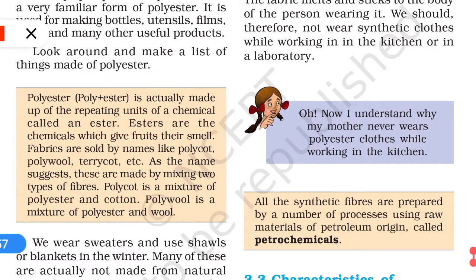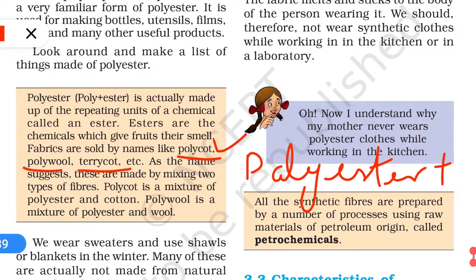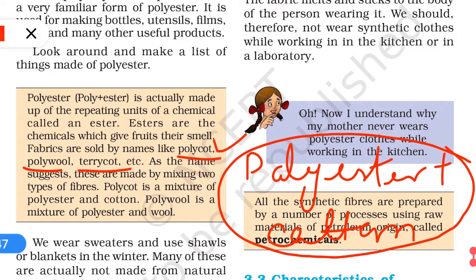Okay, so dear students, polyester can be combined with some other types of fibers to produce different types of fabrics. For example, in the market when you purchase fabric, the shopkeepers will tell you that this is polycot, this is polywool, this is terrycot. From the names of these fabrics, you can find out that polycot is made up of polyester plus cotton. So when the fabric is made by combining two fibers, one fiber will be polyester and the other fiber will be cotton.